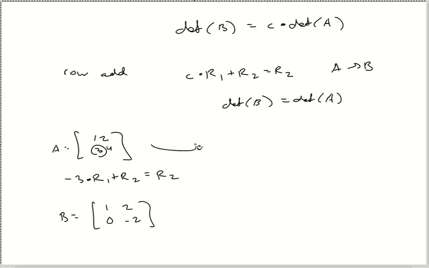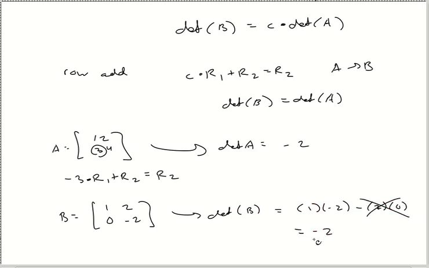And now I want to find the determinant of these guys. Remember that the determinant here of A is a -2. The determinant here of B, if you can see, is 1 times the -2 minus 2 times the 0. Well, 0 times anything is 0, and we're left with -2. They're equal. They're the same. So whenever you do this sort of row operation, it's going to have the same determinant.